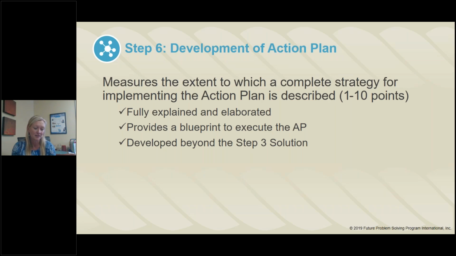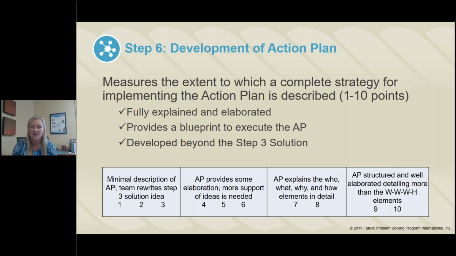It is a well-developed version of that step 3 solution. It's a blueprint. It's exactly how they're going to execute it. They might list some timelines in there, what they're going to do first, what they're going to hope to achieve after some time has passed. So that sort of narrative of a timeline is very important to include also.